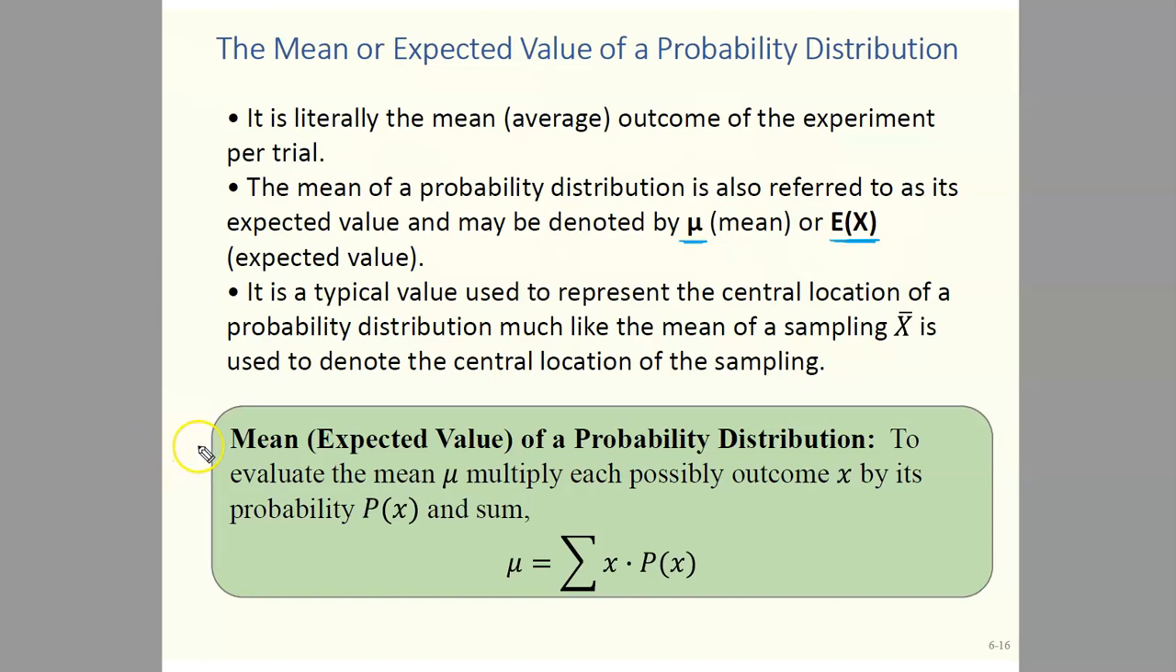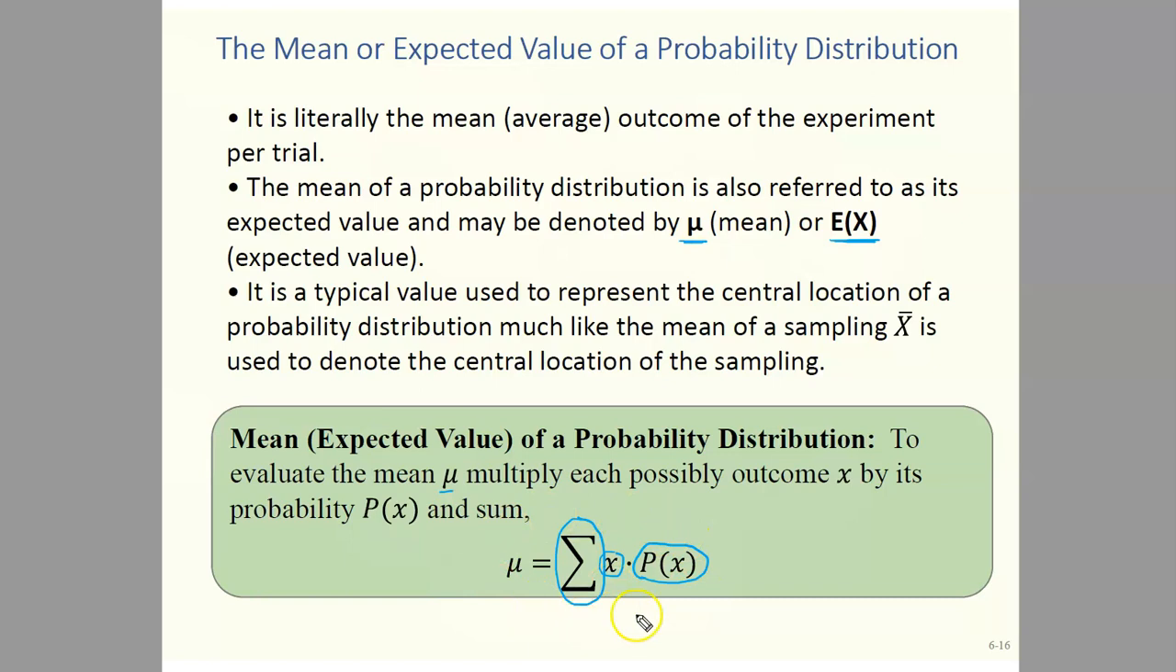Now here's how we calculate the mean given a probability distribution. To evaluate the mean mu, we simply multiply each possible outcome x by its probability and we sum. That's what this tells us right here. You notice we take each outcome x, multiply by its corresponding probability, and then we sum all of those up. So that's how you calculate the mean.